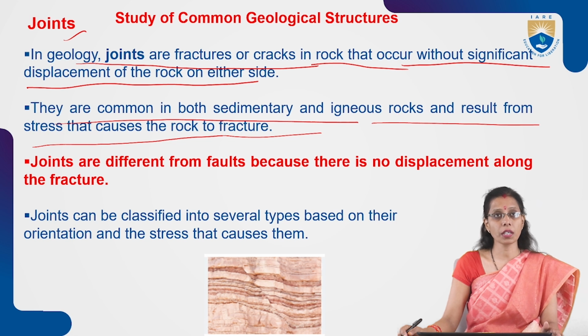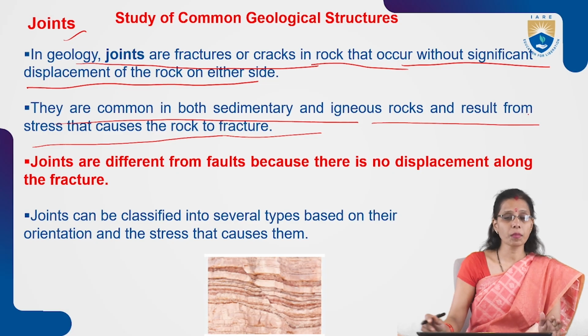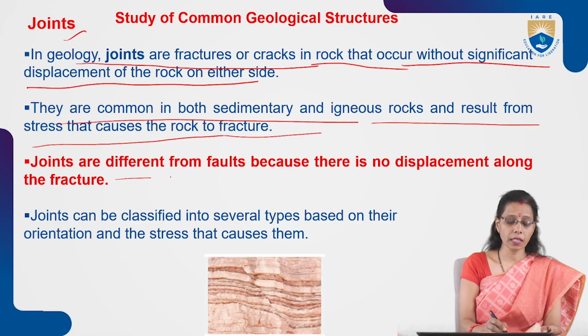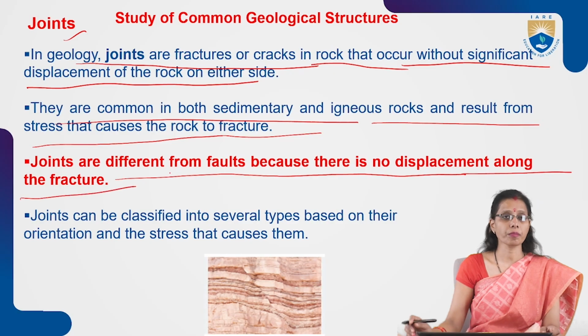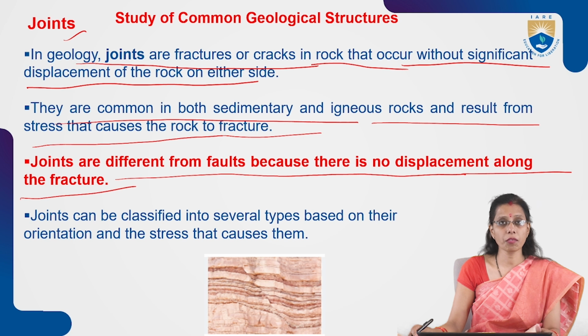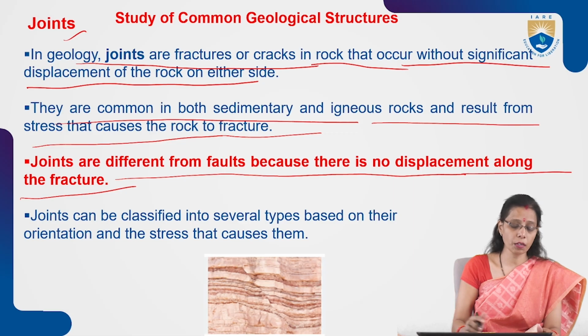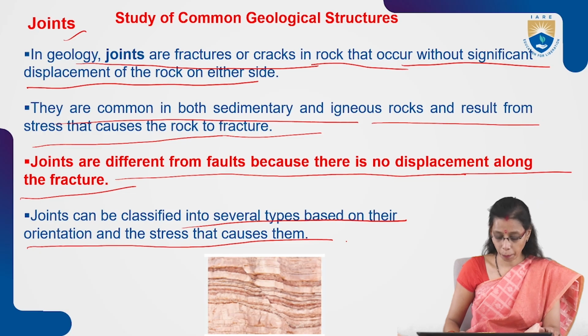So joints are basically fractures or cracks in the rock, and they occur without significant displacement of the rock on the other side. They are common in both sedimentary and igneous rocks and result from the stress that causes the rock to fracture. Joints are different from faults because there is no displacement along the fracture. Joints can be classified into several types based on their orientation and the stress that causes them.